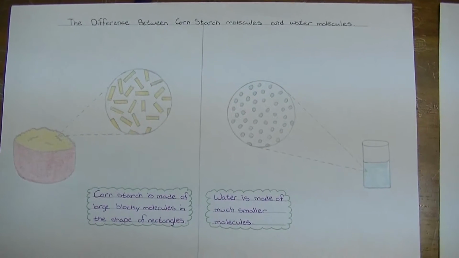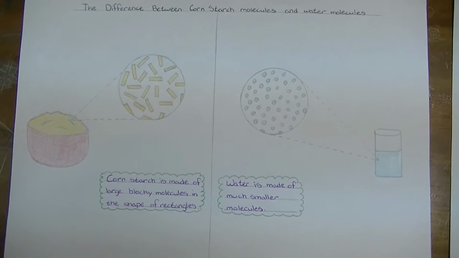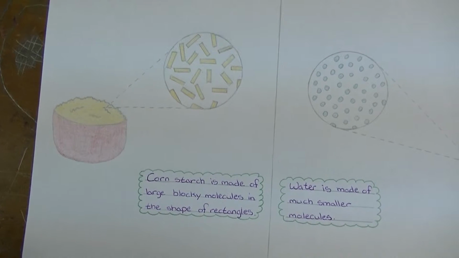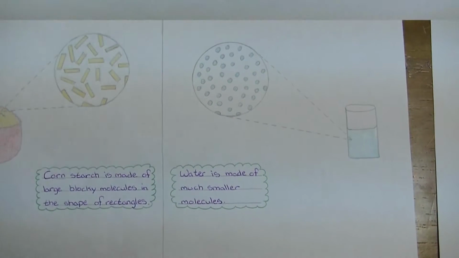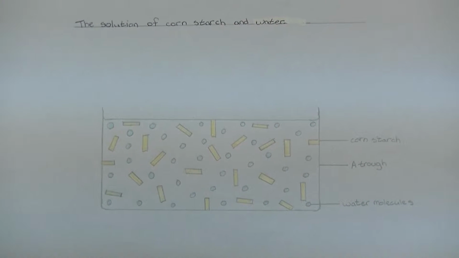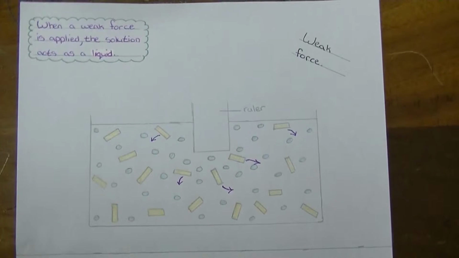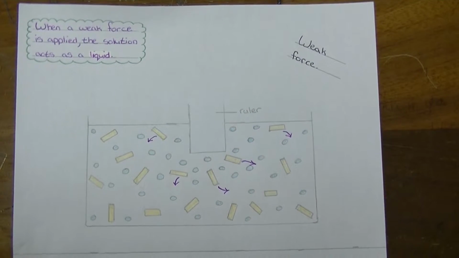Now, let us look closer at the behavior of these particles in terms of vibrations. This is the difference between cornstarch molecules and water molecules. Cornstarch is made of large blocky molecules in the shape of rectangles. Water is made of much smaller molecules. In this diagram, one can see the original position of the particles. Now in this diagram, one can see the reaction of the particles as the ruler dips gently into the fluid.